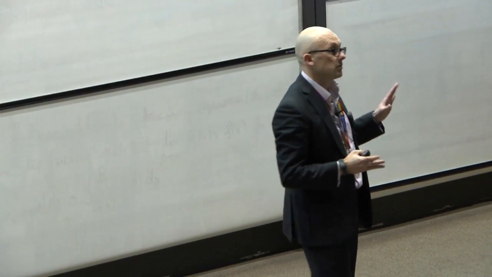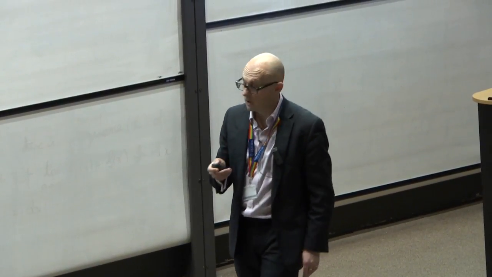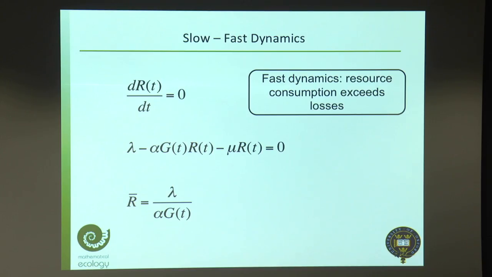So we can then approximate those resource dynamics with a little bit of math. We're going to assume that, on average, those resource dynamics are not changing. The dR by dt bit is set at 0. So if we do that, I can set that first equation equal to 0, and I can rearrange it algebraically for R.